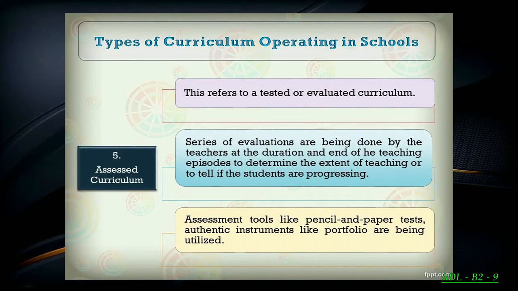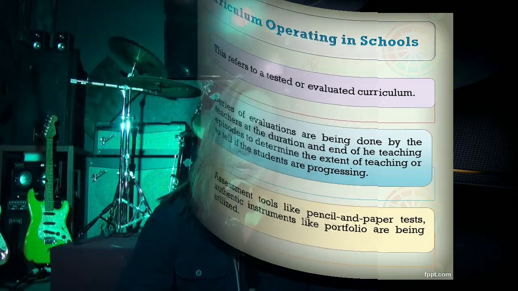Type of curriculum number 5. Assessed curriculum. This refers to a tested or evaluated curriculum, in which series of evaluations are being done by the teachers at the duration and end of the teaching episodes to determine the extent of teaching or to tell if the students are progressing. Assessment tools like pencil and paper tests, authentic instruments like portfolio are being utilized here.